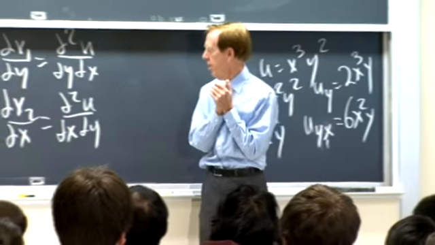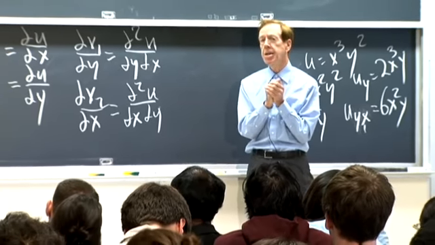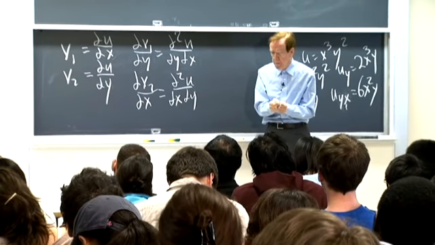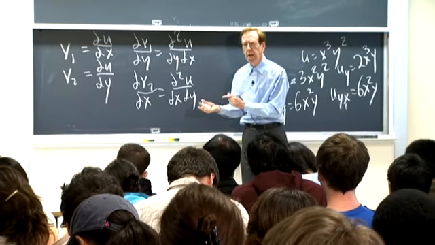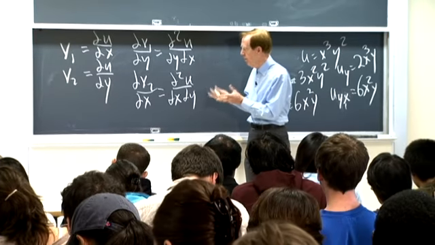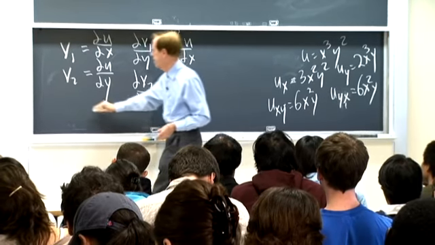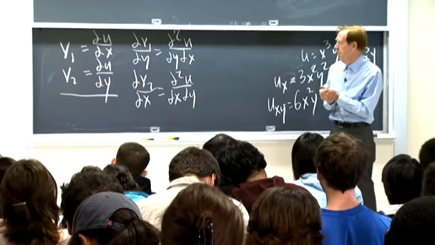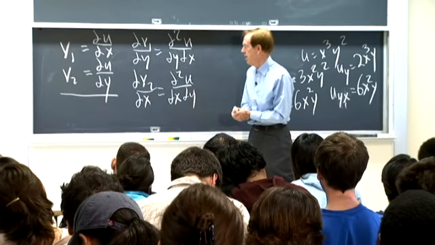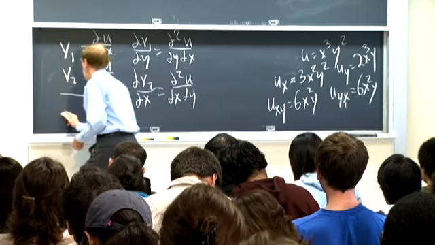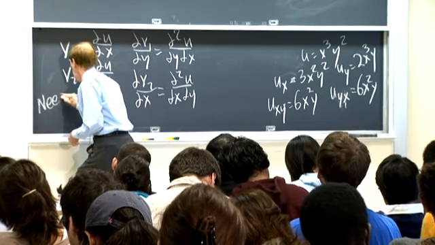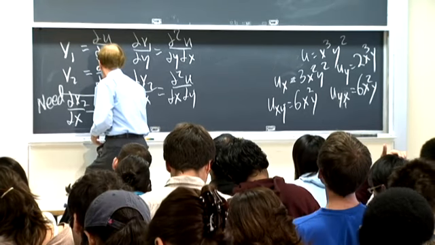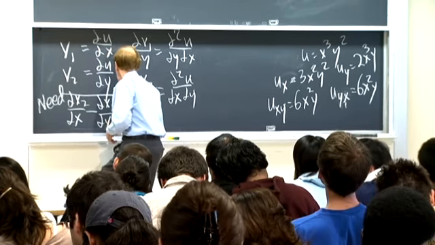And therefore, what do I conclude? What's the test on v1 and v2 that it must pass to be a gradient field, for there to be a function u that solves these equations? These are solvable only when what? Well, if these are the same, these have to be the same. So it's solvable only when I need dv2 dx minus dv1 dy to be what?